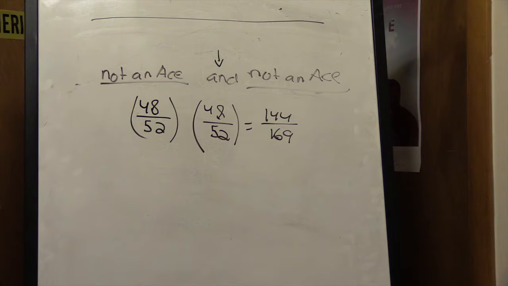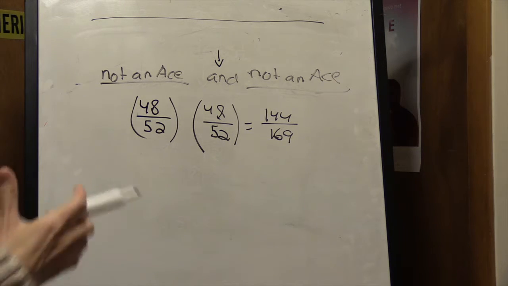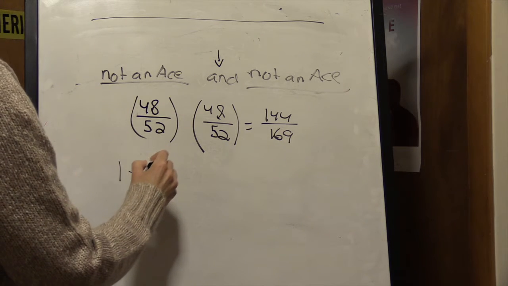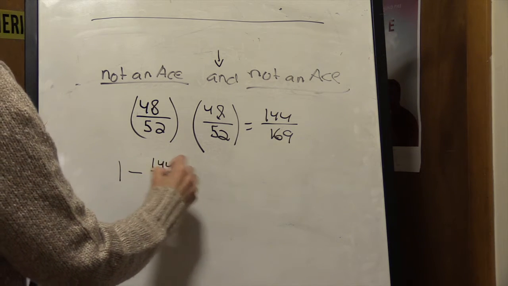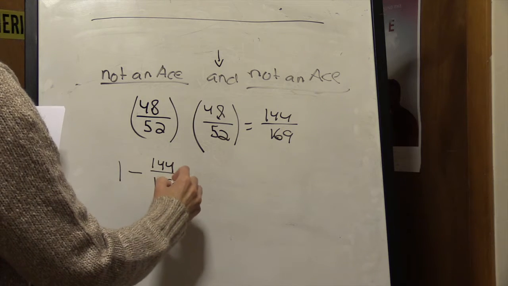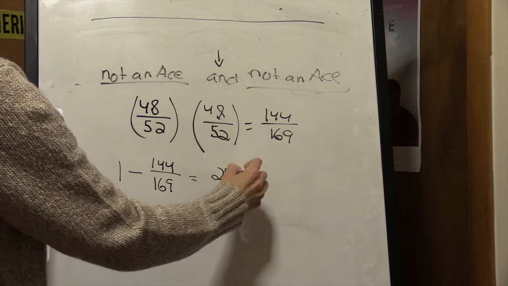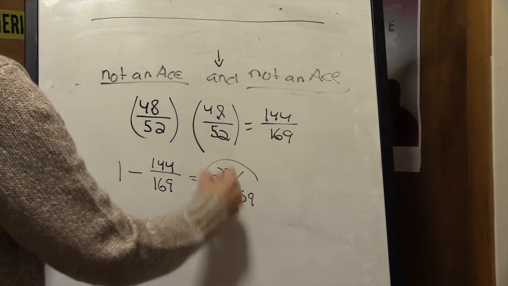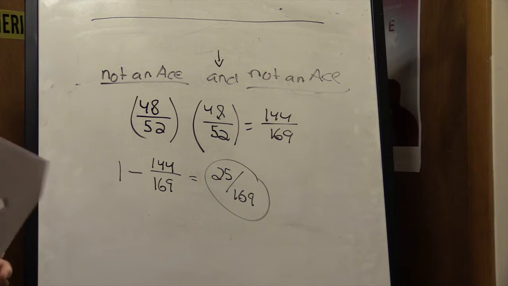But since the probability it's not an ace is the complement of the probability that at least one is an ace, we would do 1 minus 144 over 169. And that gives us 25 out of 169. And it's a much easier way to determine that probability. Okay?